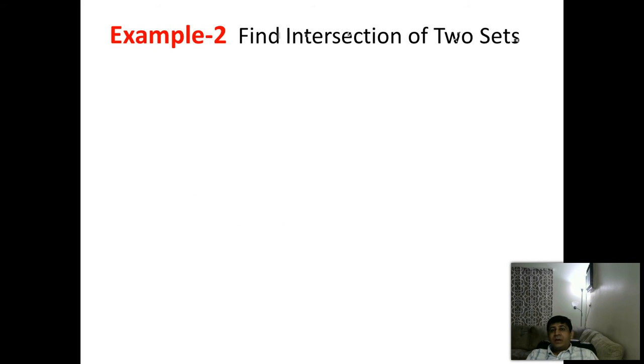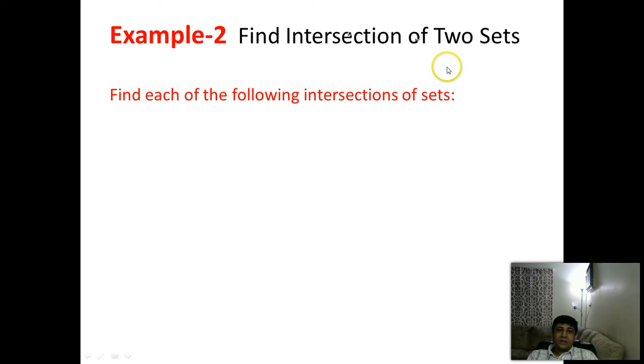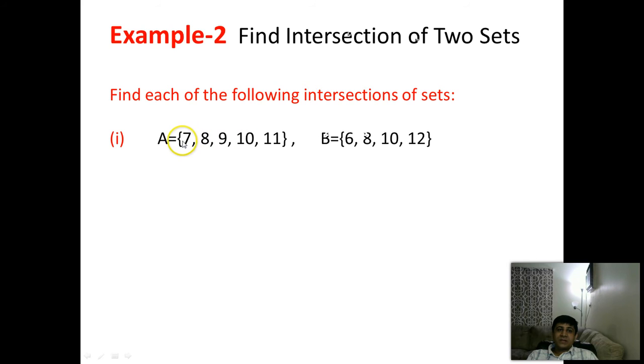Okay. Now let's look at example 2. In example 2, we want to find the intersection of two sets. The sets are given to us as 7, 8, 9, 10, 11, and set B is 6, 8, 10, and 12. We want to find the intersection, the common of the two. The common of the two is 8, the common of the two is 10. That's it. So A intersection B will just be 8 and 10.